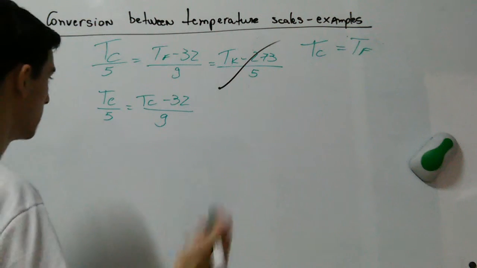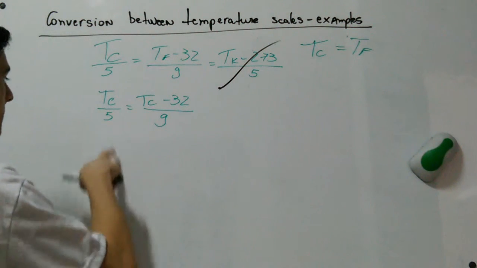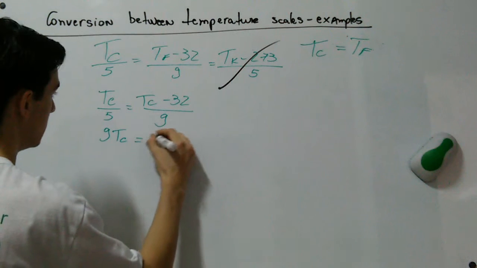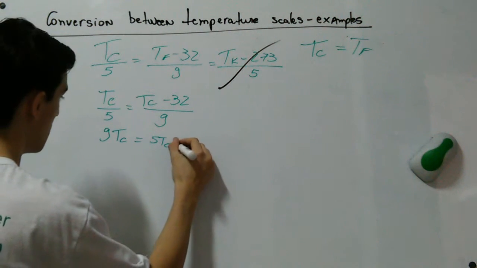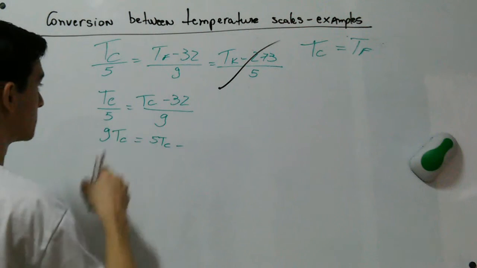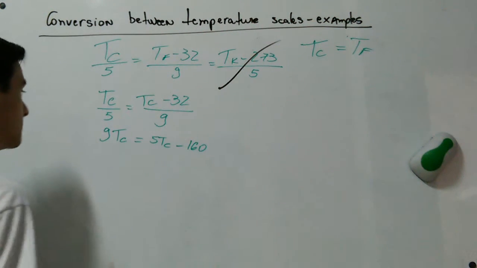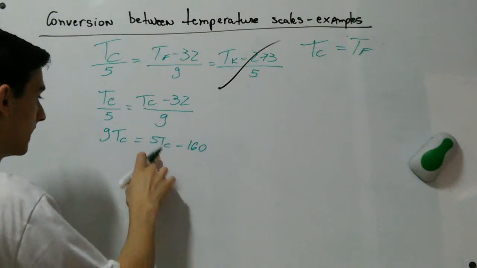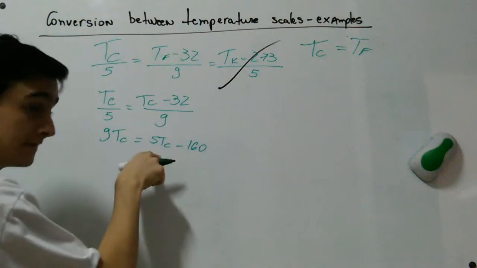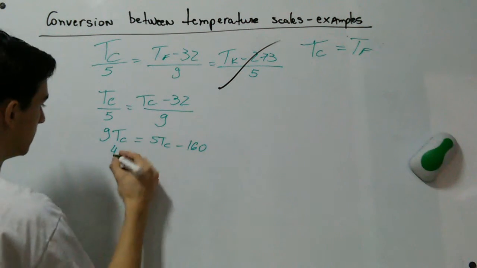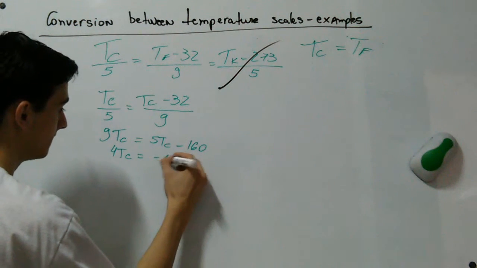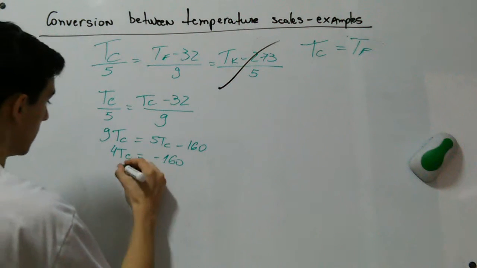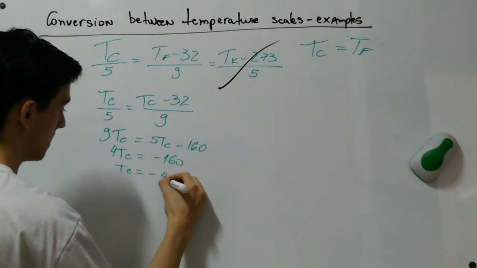So how can we do it? Just multiply both sides by 5 and by 9. We're going to get that 9Tc equals 5Tc minus 5 times 32, which is 160. Then it's just a simple equation. You can subtract 5Tc from both sides. So you get 4Tc equals negative 160. Divide both sides by 4, and you get that Tc equals negative 40.